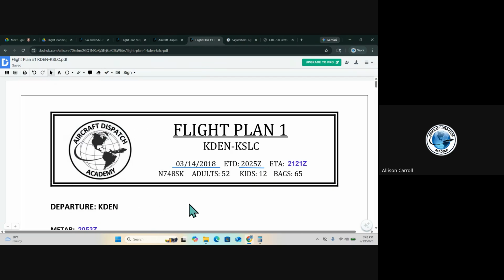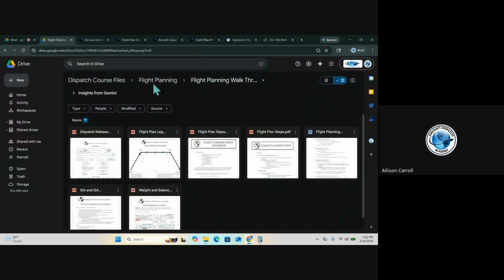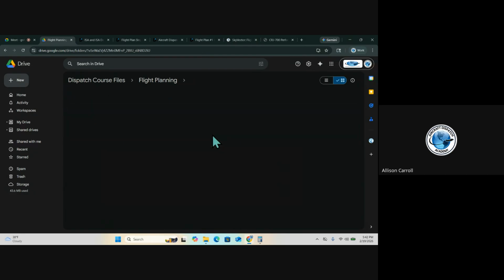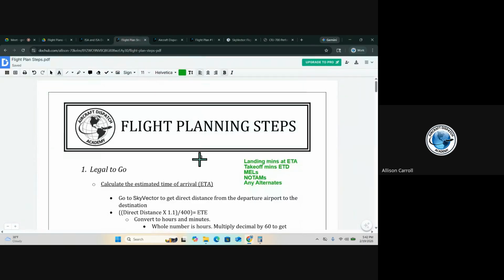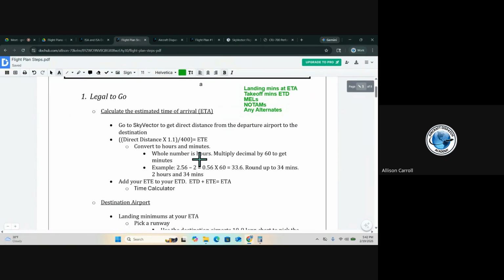So just know that flight plan 1, obviously, not a lot of difficulty. We're just going through the process. But as we get into the different flight plans, they are going to grow in difficulty. And it's just for the legal to go part. This legal to go part, again, is the most important part.